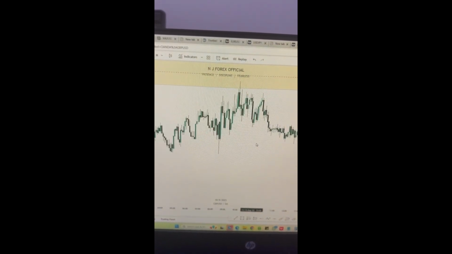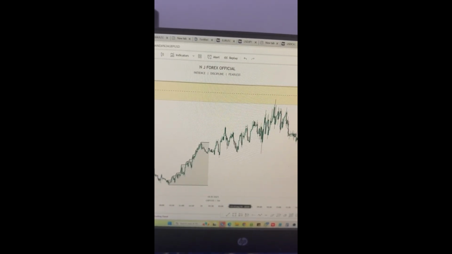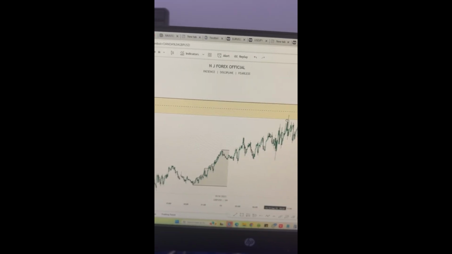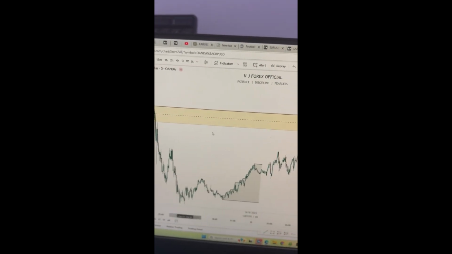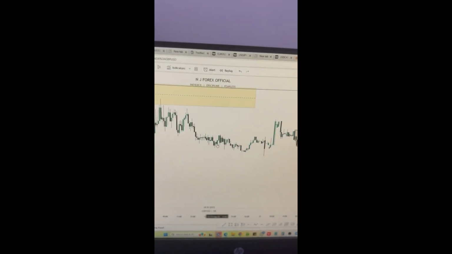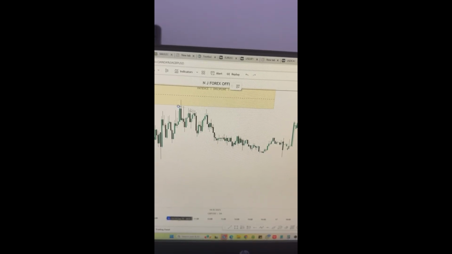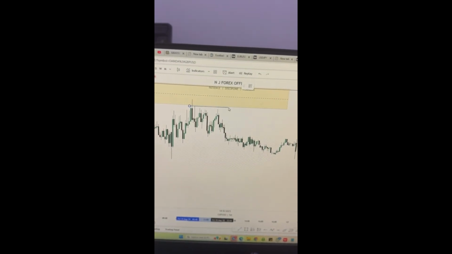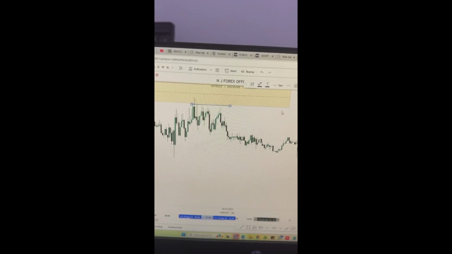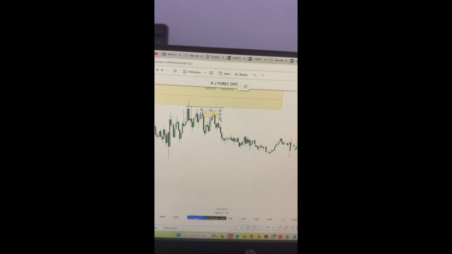So what happened on the 5 minutes? You can see this was the order block here on the 5 minutes, and on the 5 minutes I also marked out, you can see all these zones are liquidity that was sleeping here that had been swept. So I marked out the 5 minute supply zone.